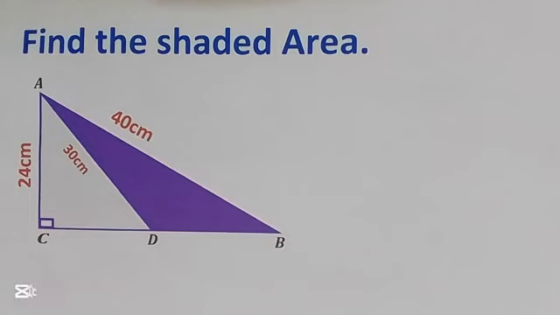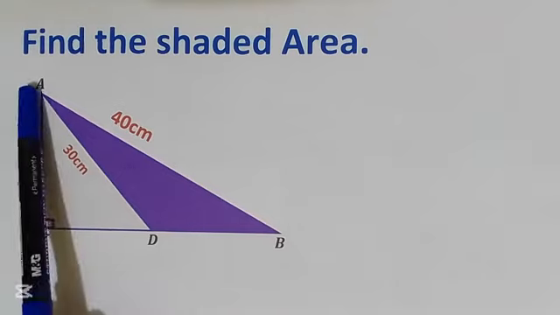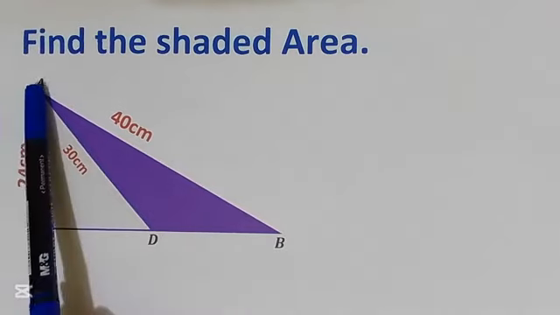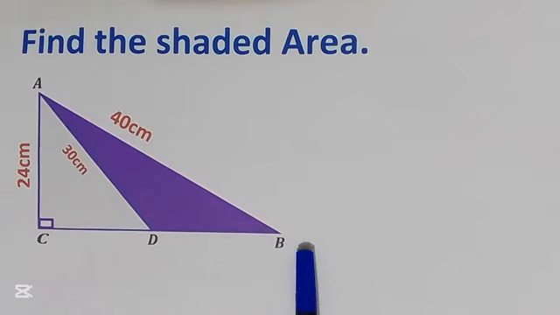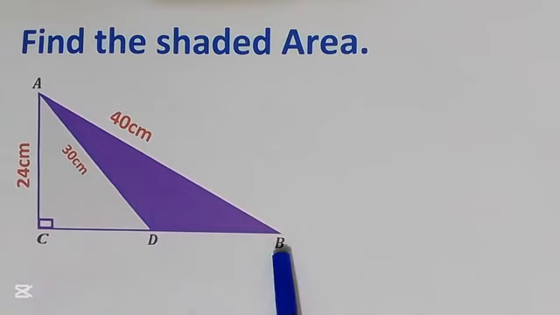Let us find the shaded area in this triangle. We need to find the area shaded purple, that is area ADB. When we observe our triangle, we have the height of 24 centimeter, which is common to all triangles, that is triangle ADC, triangle ABC, and also it is common to triangle ADB. So, for this shaded triangle, we are missing the base, that is distance DB.